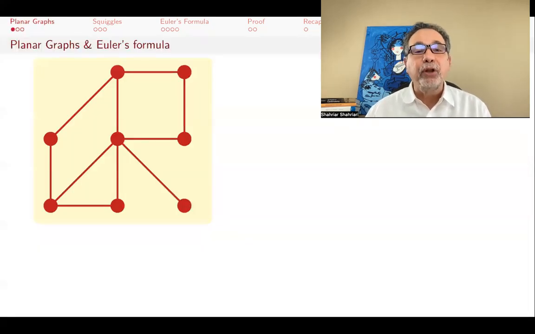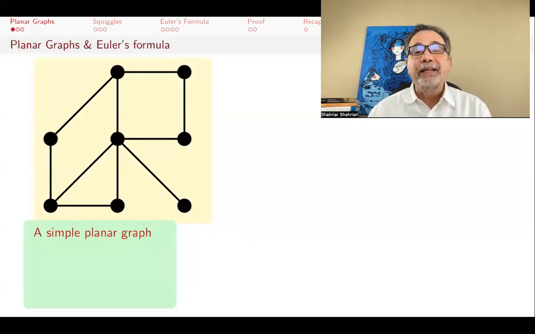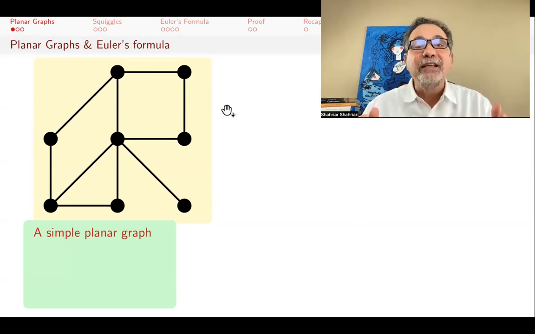So here's an example of a simple planar graph. It's a graph, which means that there's a bunch of vertices, these nodes, and there's some edges. An edge is a connection between two vertices. This is a simple graph because it does not have, as it stands, any double edges or loops. And it's a planar graph because you can draw it in the plane without any edges crossing.